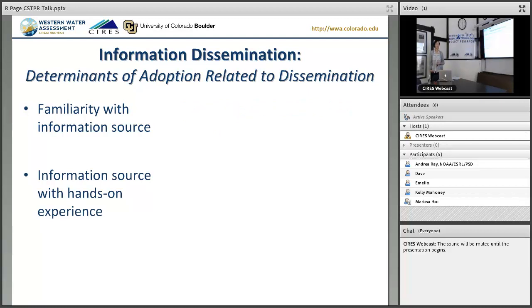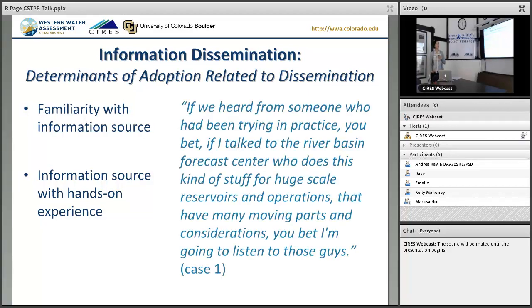There was value placed on whether the source of information, the person or the agency, had hands-on experience managing a reservoir or managing a water system. Hearing about a source from an actual water manager is going to be a lot more valuable than hearing about it from a university researcher or a federal agency. So this manager said, if we heard from someone who had been trying it in practice, you bet. If I talk to the River Basin Forecast Center, who does this kind of stuff for huge scale reservoirs and operations that have many moving parts and considerations, you bet I'm going to listen to those guys.